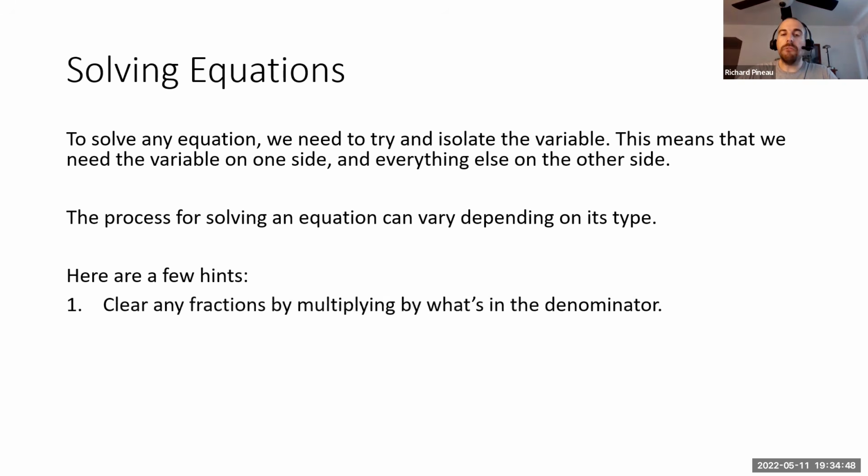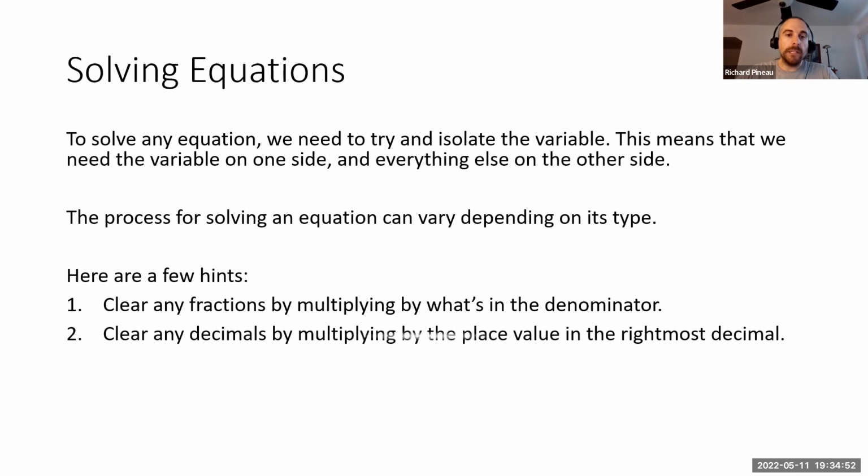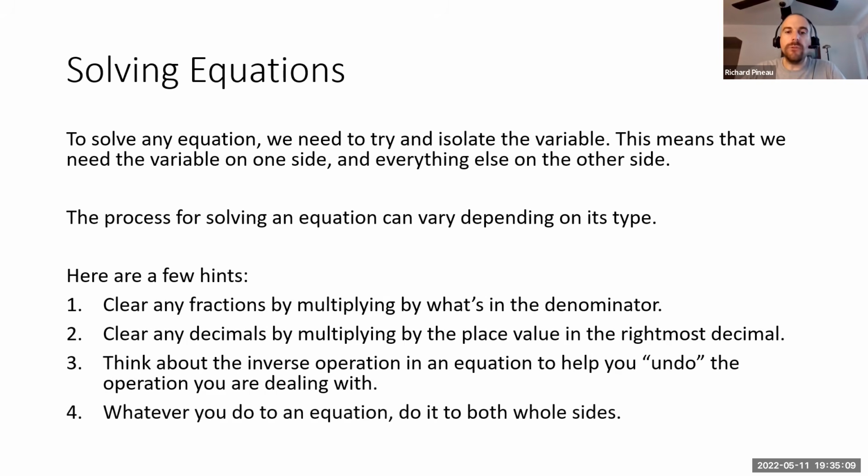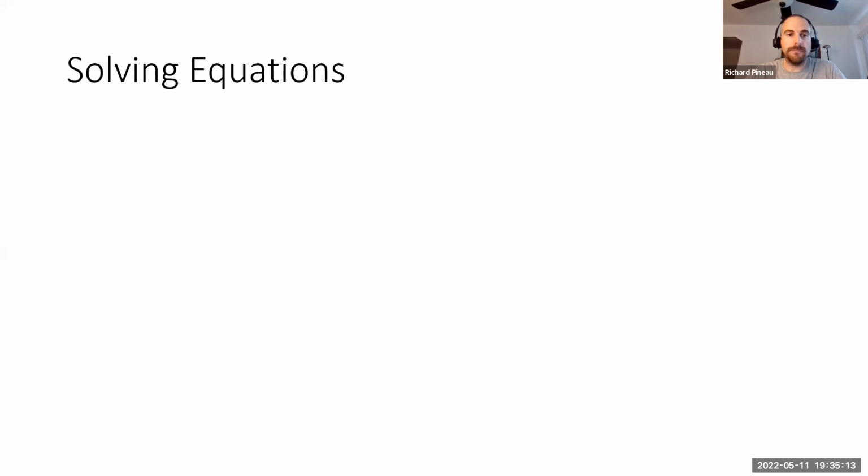Number one, clear any fractions by multiplying by what's in the denominator. Clear any decimals by multiplying by the place value in the rightmost decimal. Think about the inverse operation in an equation to help you, quote unquote, undo the operation you are dealing with. And whatever you do to an equation, please do it to both whole sides. So let's see this at work.